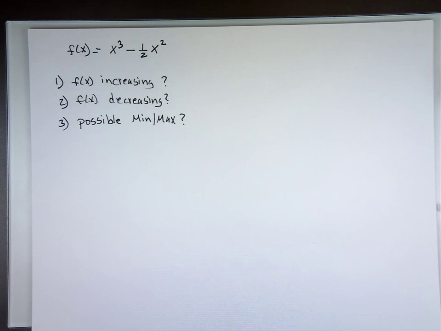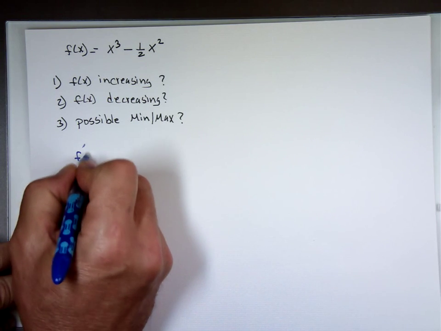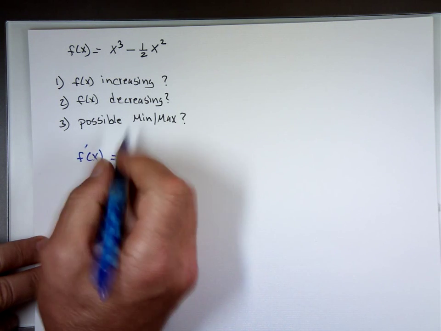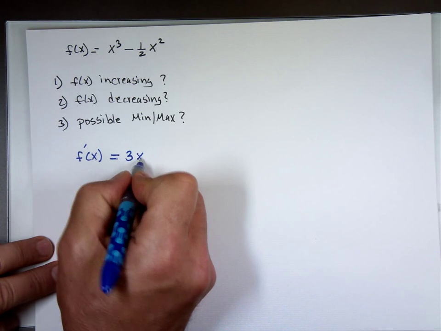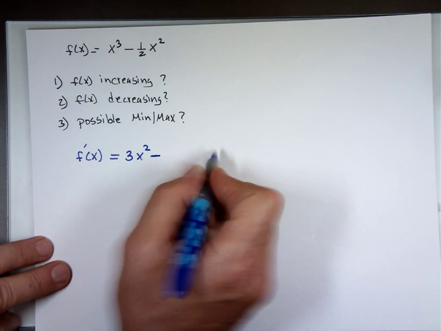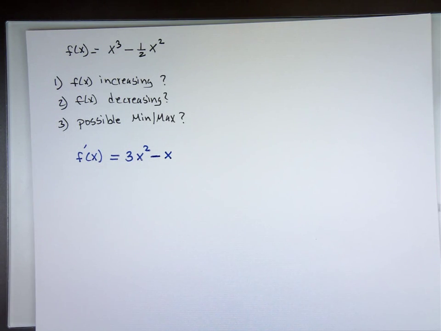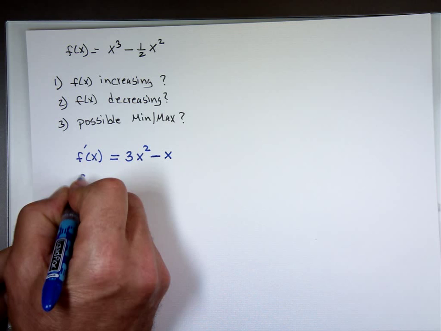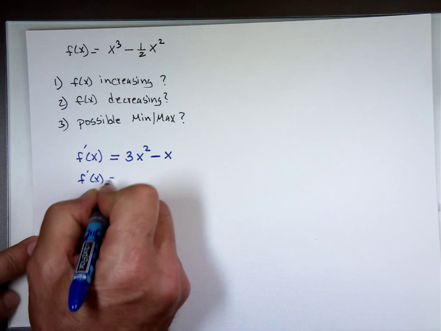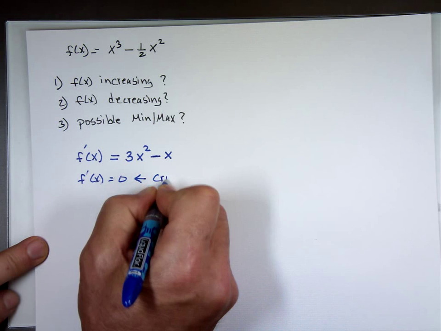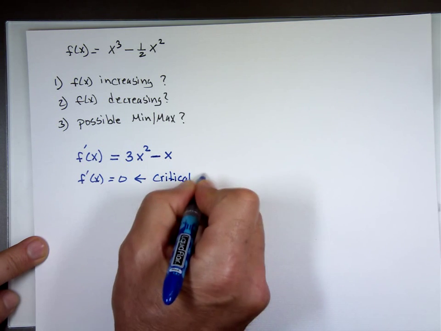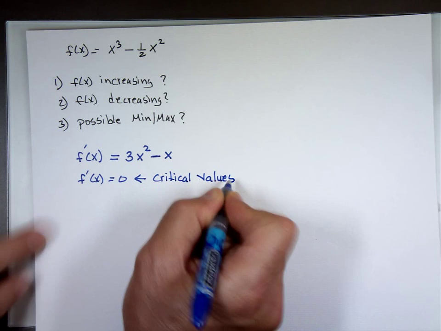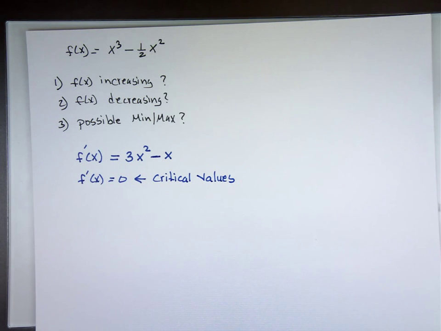Now, to find the answers to all these, here we go. Let's take the derivative. The derivative of that will be what? 3x squared minus what? 1x? What I'm going to do is take the derivative, set it equal to 0 to find the critical values. Set the derivative equal to 0 to find the critical values.